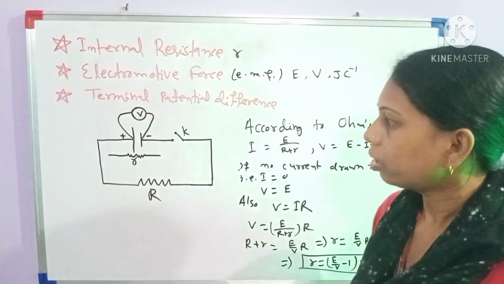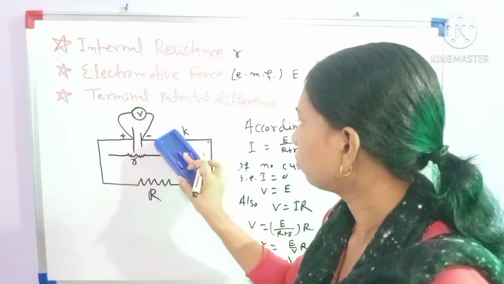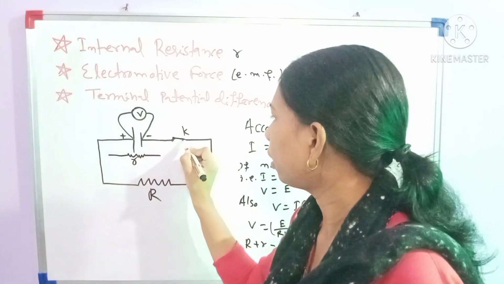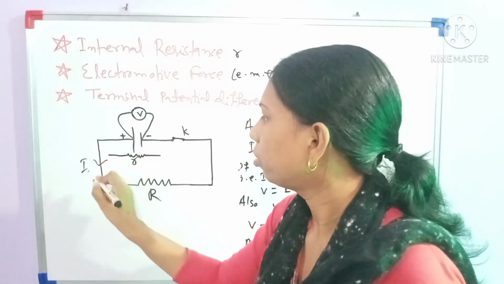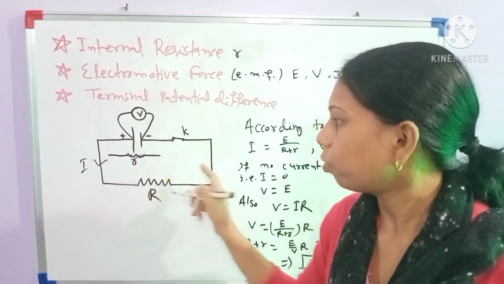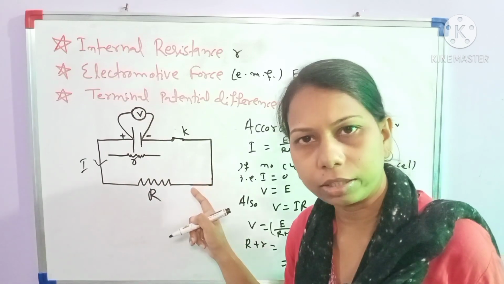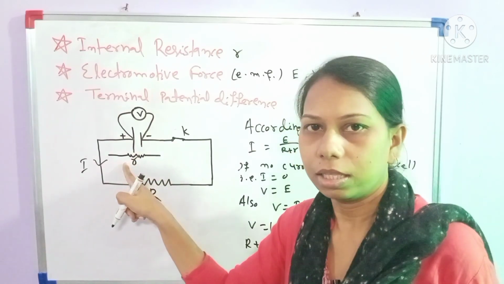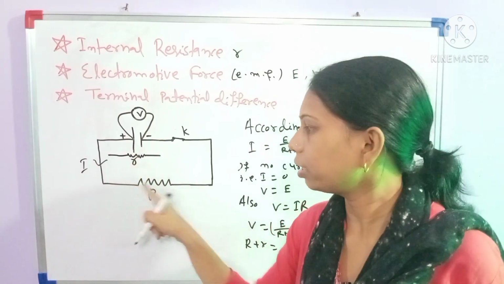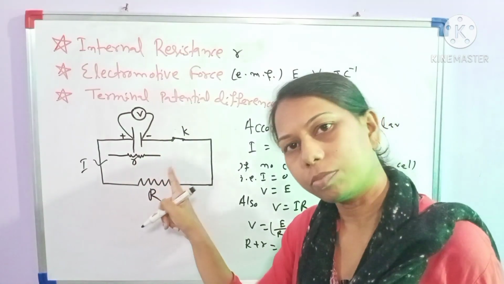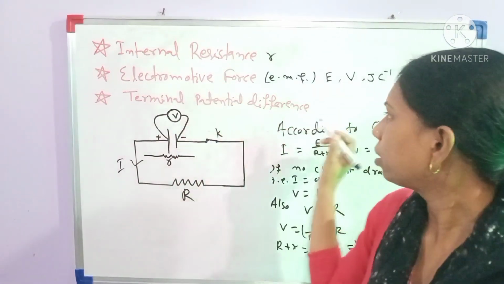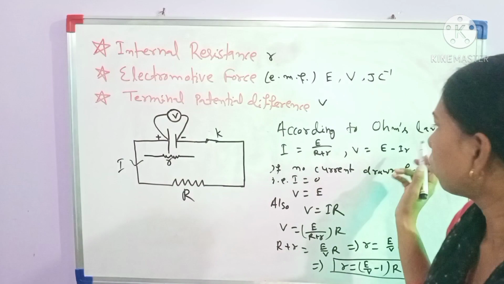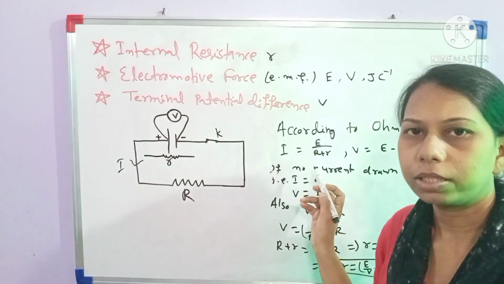Come to the diagram. Now press the key. Current I will be drawn from the cell. Total resistance of the circuit is equivalent to the series combination of external resistance R and internal resistance of the cell small r. So the equivalent resistance of the circuit is capital R plus small r. Remember that terminal potential difference is denoted by V and its SI unit is also volt. According to Ohm's law, I equals E upon R plus r.